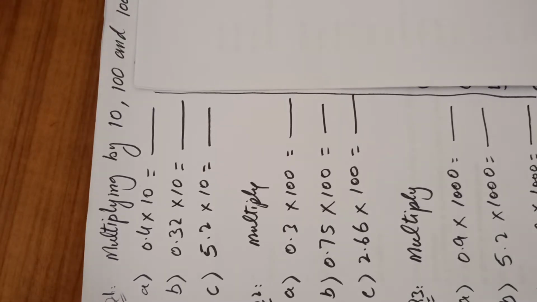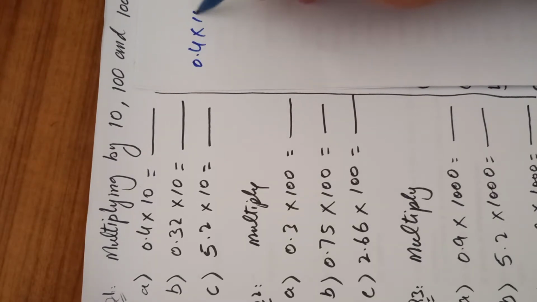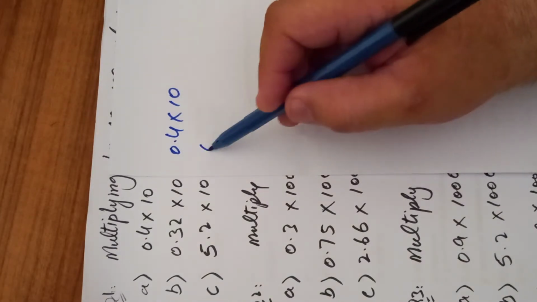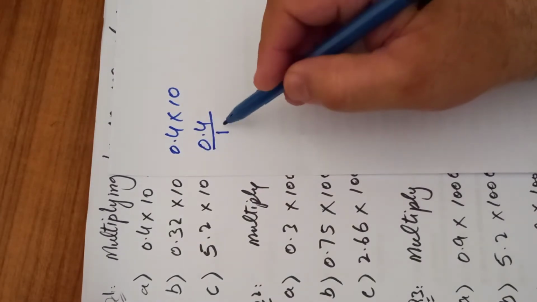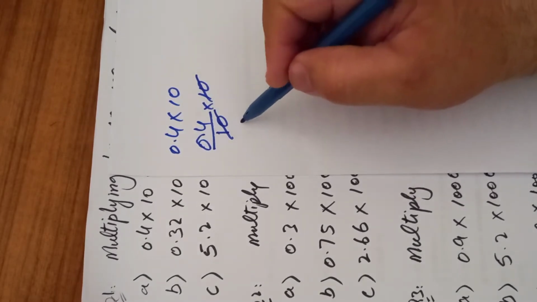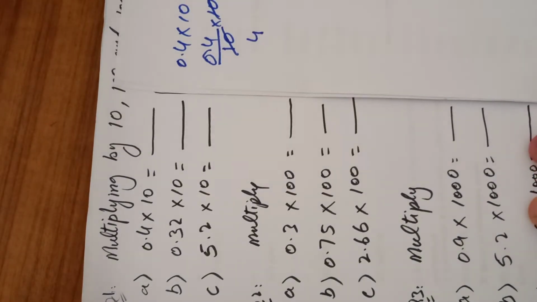Today in this topic we are going to learn how to multiply any decimal number by 10, by 100 and by 1000. The easiest way, when we multiply a decimal number with 10, is to get rid of the decimal by writing 1 for the decimal and 0 for each digit. Multiply by 10, so 10 will cancel with 10 and the result is 4. So this is easy to write for such questions.